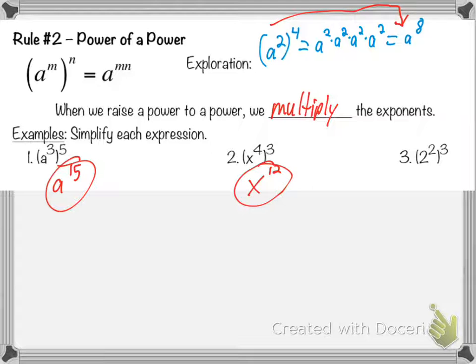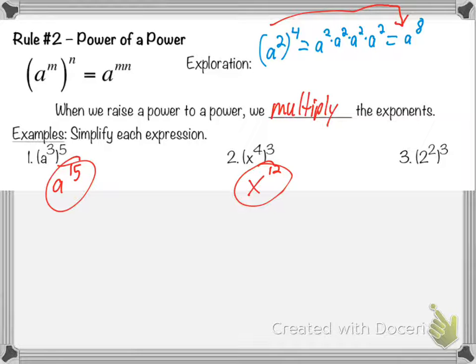Okay, let's get number 3. 2 to the second to the third. Lauren, you have it? Okay, what did you get? 64. Okay, and how did you get that? I did 2 to the second 6 times, and then that was 2 to the 6th power.